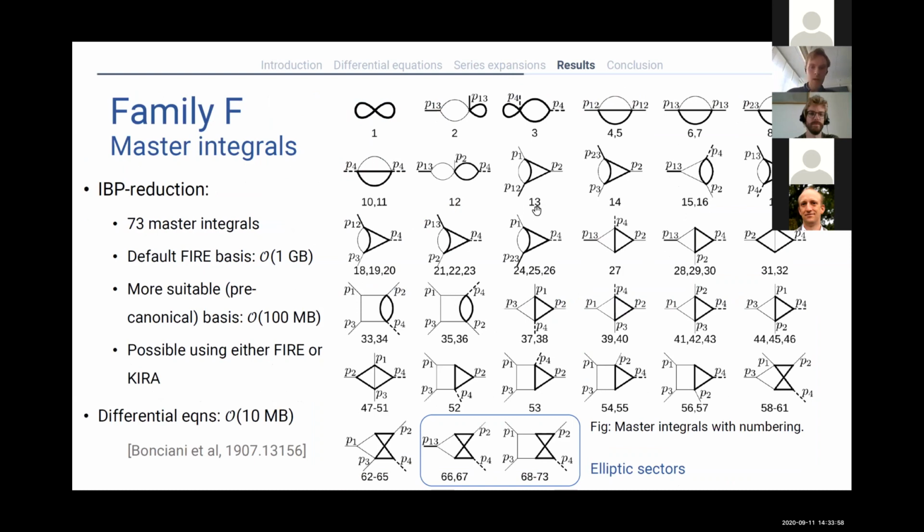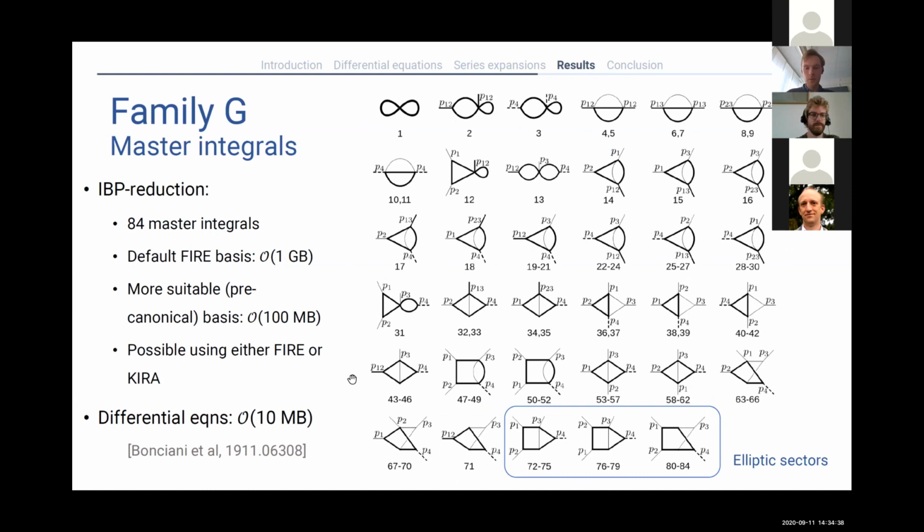Now, what is interesting about these kinds of integrals is that they're very, very large. If you do an IBP reduction and you go to the default basis, you would have 1 gigabyte of coefficients of your IBP reduction. By doing the whole analytic simplification of the differential equations, deriving a canonical form for many of the sectors, you can greatly bring it down. In the end, the differential equations that we had for such a family were of the order of around 10 megabytes, and the same for family G.